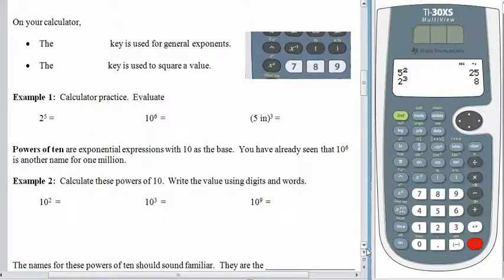Okay, so on your calculator, general exponents, we use the caret key. It pushes that exponent up into the superscript position. We've done this once, but it's right here to the left of the 7, a little bit above. The x squared key is used to square a value, and that's this one over here. So we type in the base, press the x squared key, the exponent will automatically be 2. So your job is to evaluate these exponents. Pause the video, try it on your calculator, see what you get, and then come back.